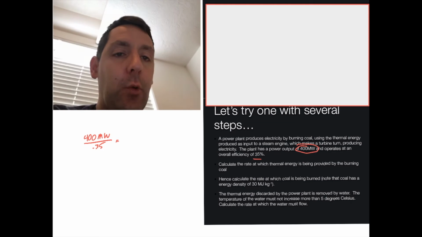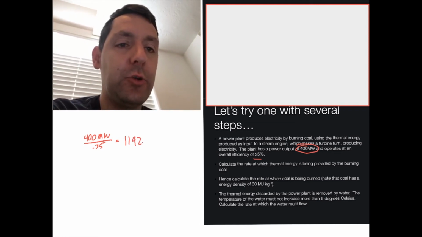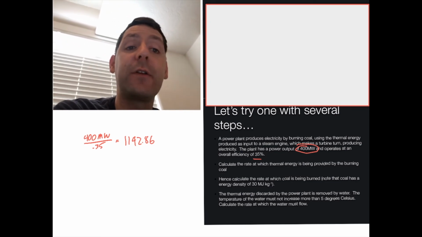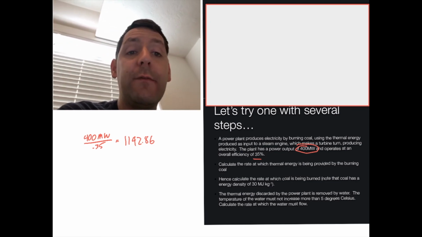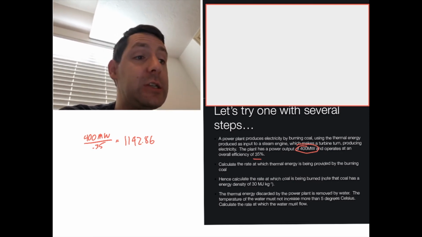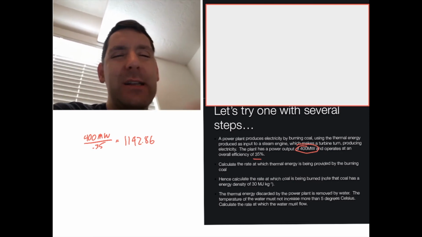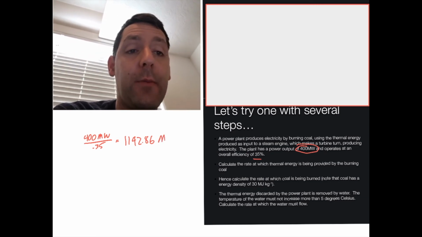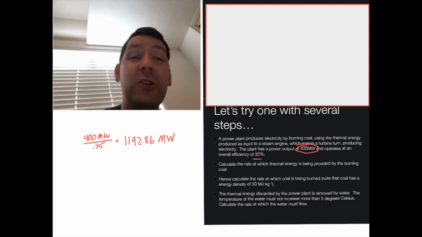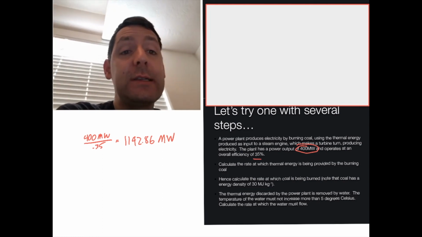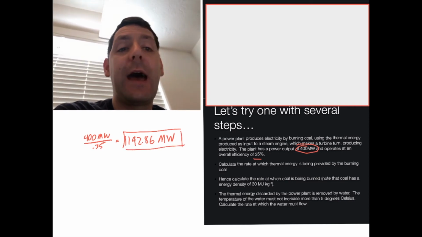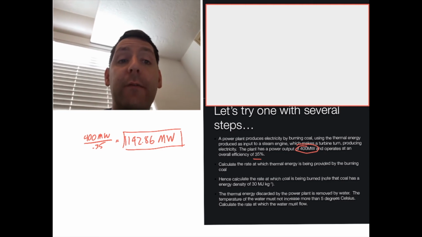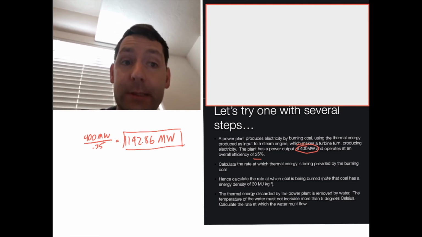And I get 1142.86. Of course, if you're writing this as an answer on an exam, it's perfectly fine to put 1140 because that's rounded to 3 digits. But as long as I'm just working here, I do want to keep all my digits. Even if I am on an exam, I want to keep all my digits if possible, because I'm going to use those later as I go through calculations. So this is the answer to the first part: if I want to get 400 megawatts out, I need to be getting 1142.86 megawatts from the coal itself.